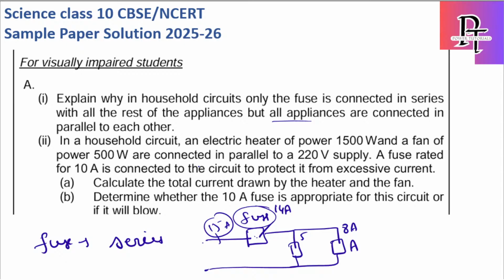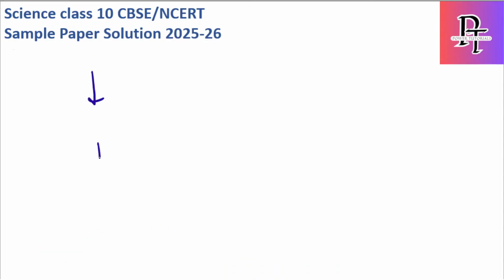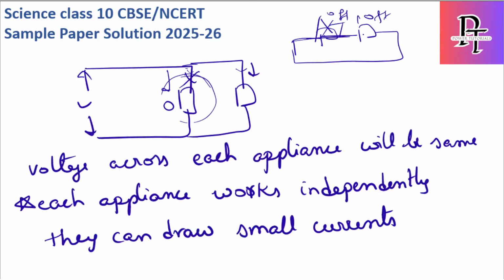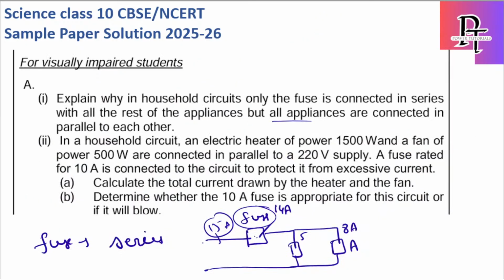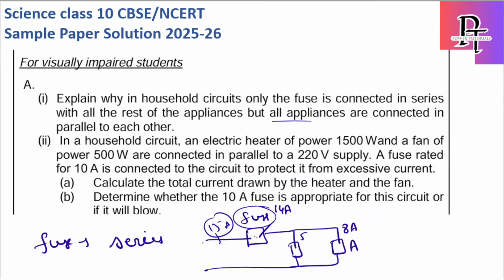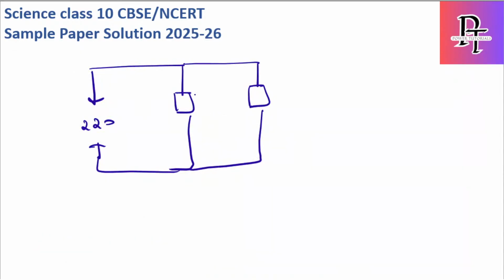In the household circuit, an electric heater of power 1500 watts and a fan are connected in parallel to a 220 volt supply. Okay, now we have a 220 volt supply, and these are connected in parallel to appliances. So what is there in the appliances? One is 1500 watt and the other is 500 watt.